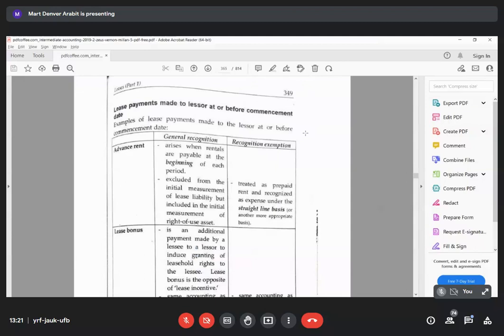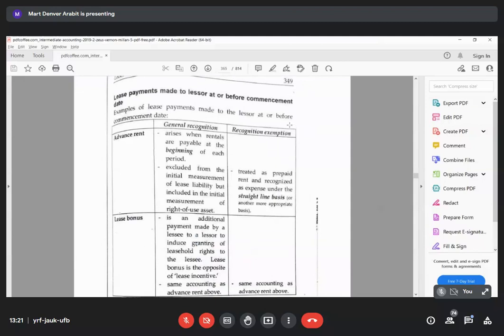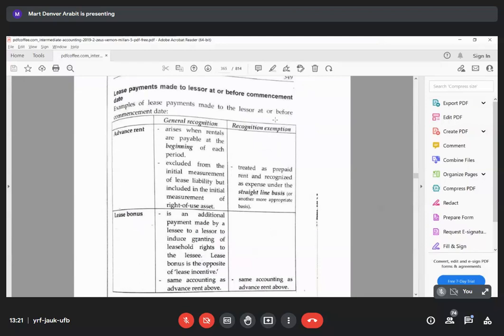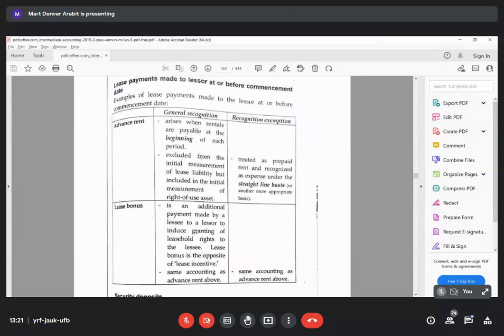Lease payments made to the lessor at or before commencement date. So example of lease payments made to the lessor at or before commencement date are advance rent. So it arises when the rentals are payable at the beginning of each period. So based sa mga examples natin, when it is computed using the annuity due. Another is this is also excluded from the initial measurement of the lease liability because again, it is already paid at the beginning of the period. So it is not a liability anymore.